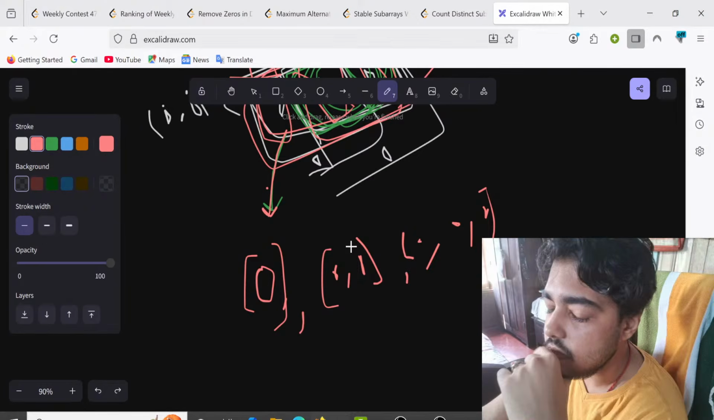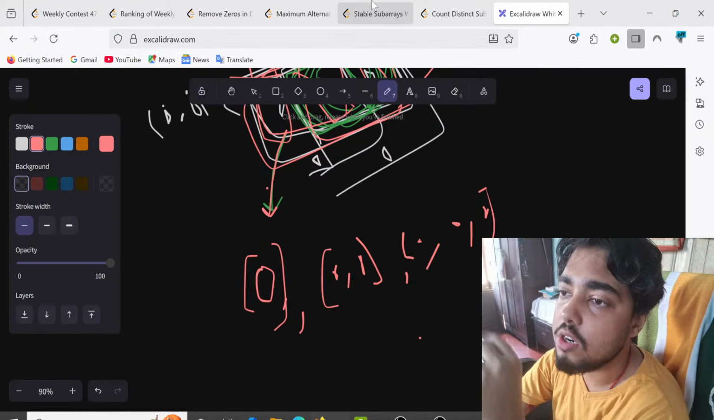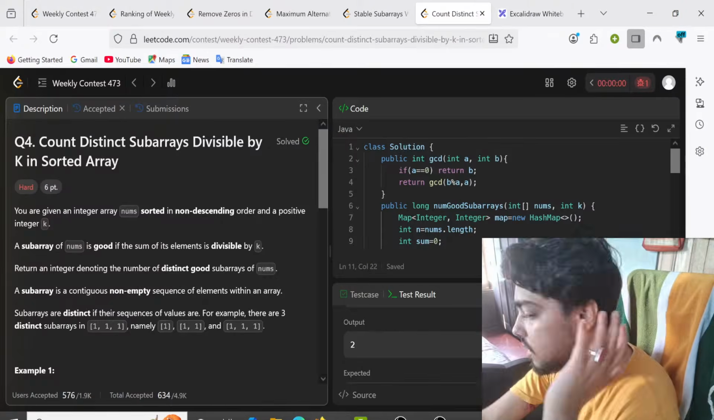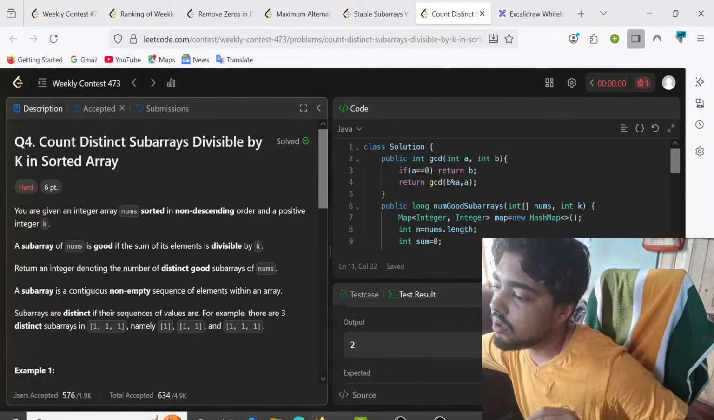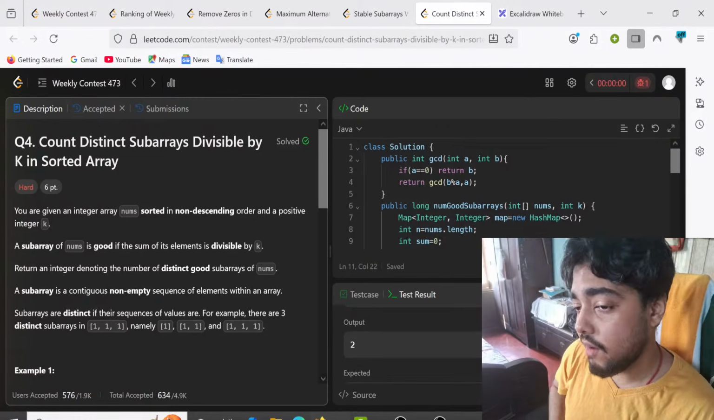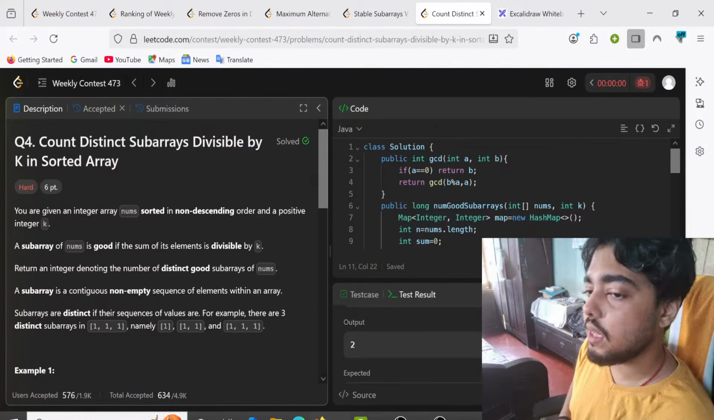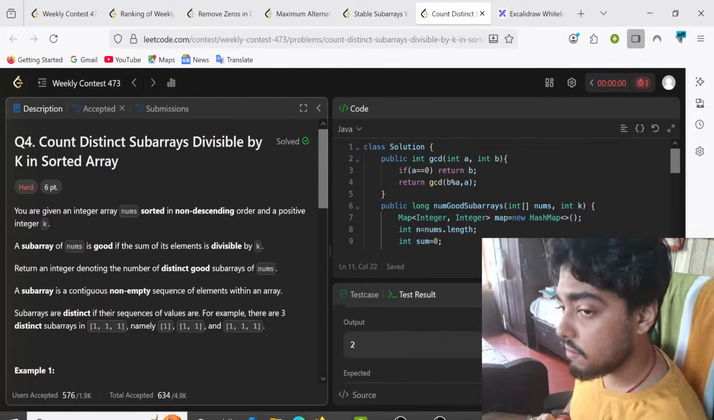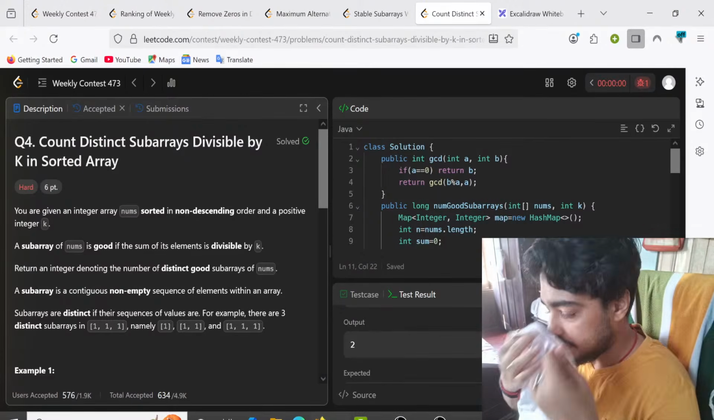So it is clear that these three are distinct. It will not make 6, it will make 3, because we have to keep the sequence of values distinct also, and we have to find how many such distinct subarrays there are which have a sum divisible by k. Okay.